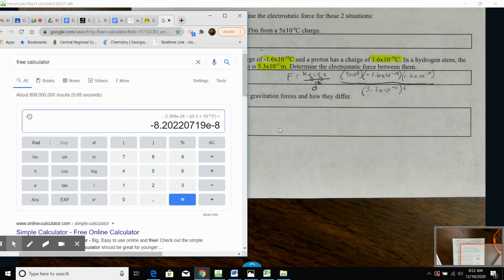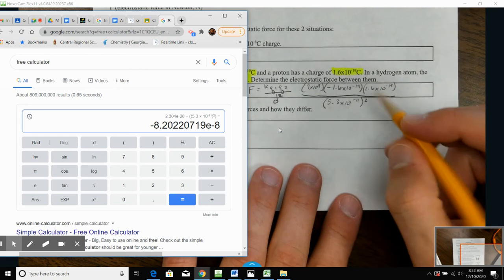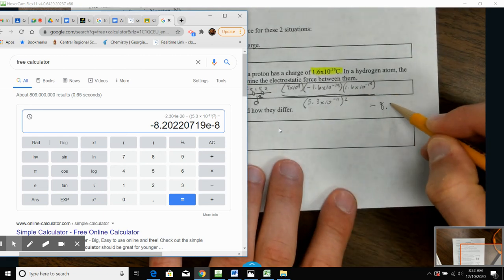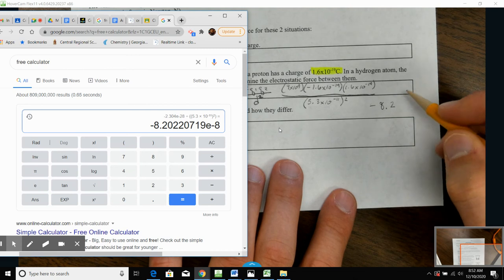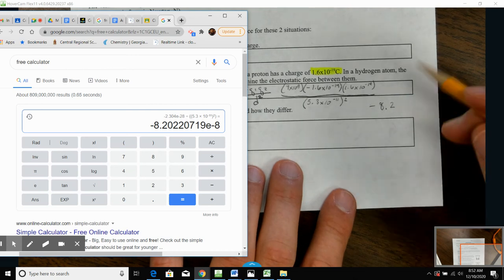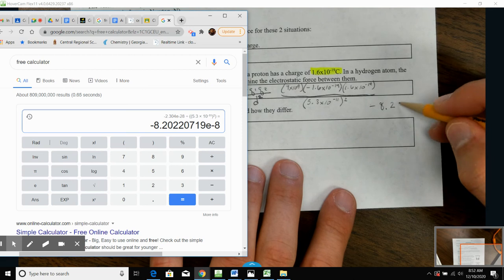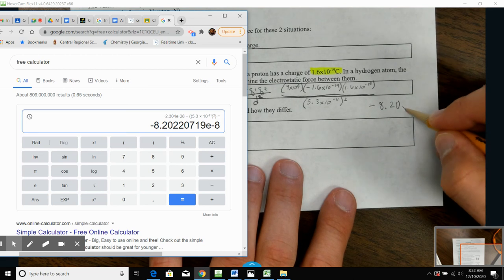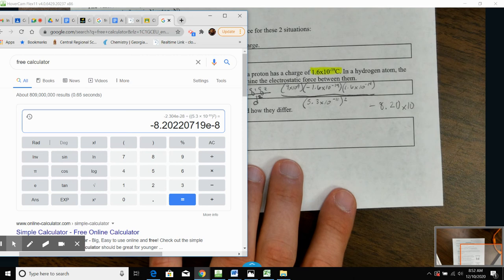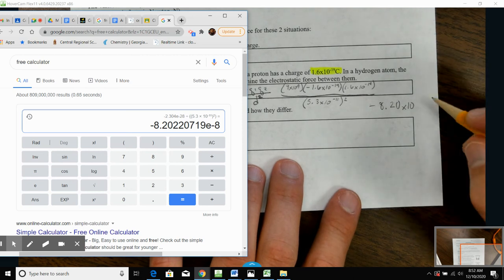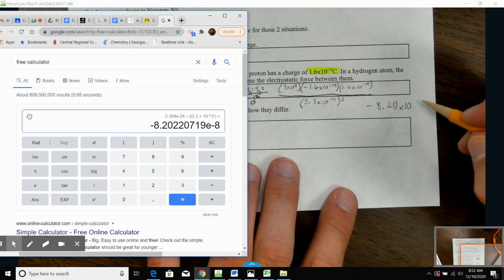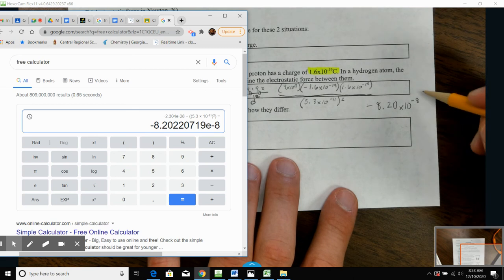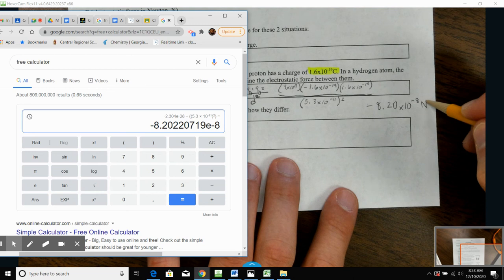And then you would basically type it out or show it like negative 8.2. We don't have to have all those decimals, so we'll just do 2 decimals, negative 8.20 times 10. All right, that's what that little small e right there is representing, the times 10 to the negative 8th. And what is the unit for force? Newtons.